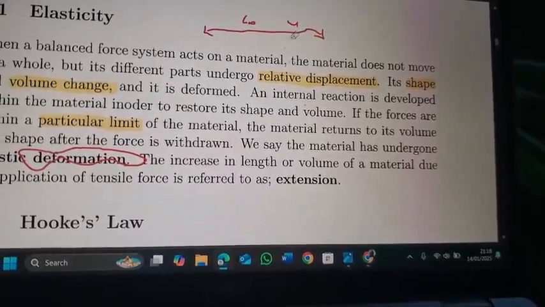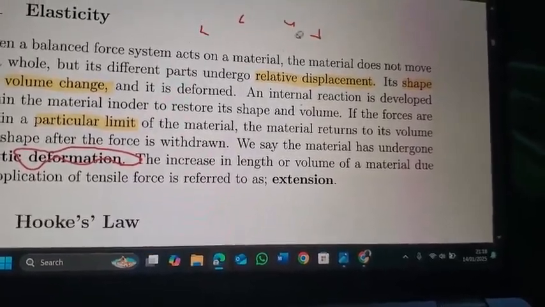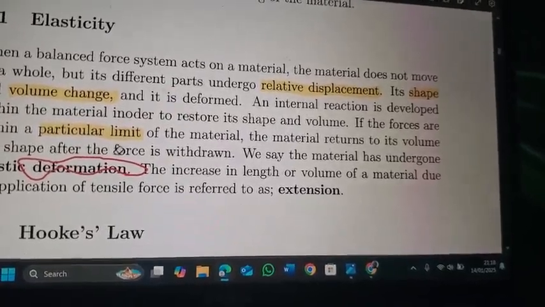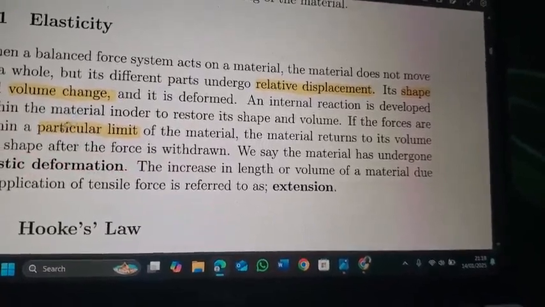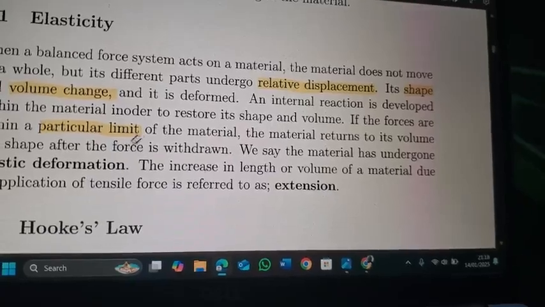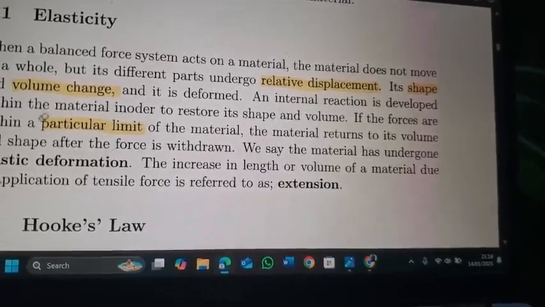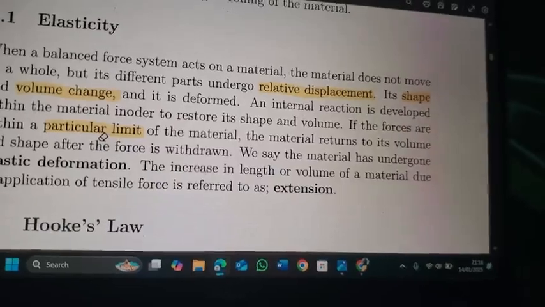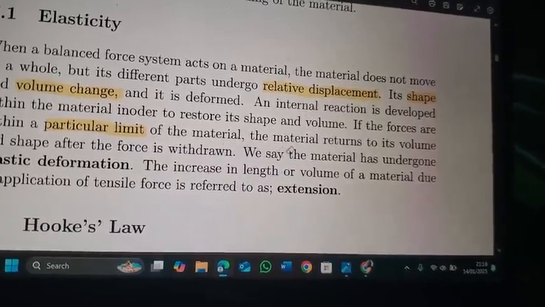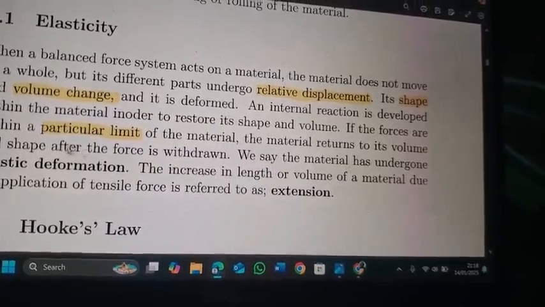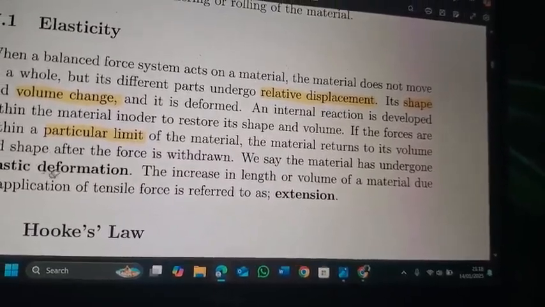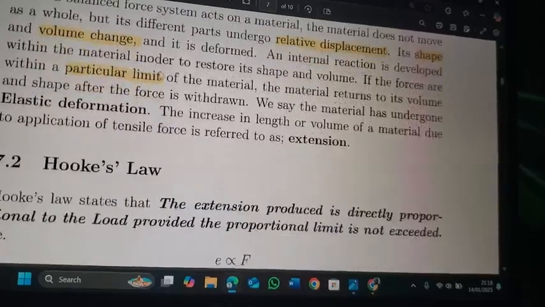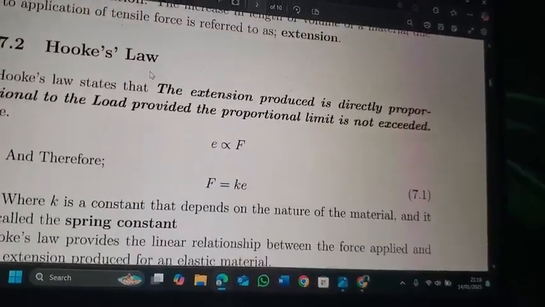Now when you release the force which you had applied to the rubber band, and if that force is within a particular limit, which we shall soon know about, if that force is not exceeding this limit, then the material returns to its original size and shape. And then that material is said to be an elastic material. Briefly, that is what is referred to as an elastic material.